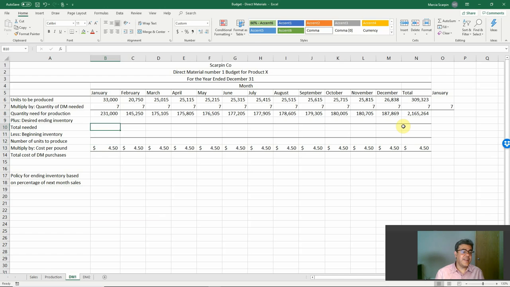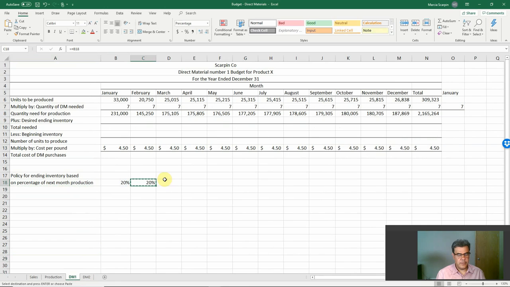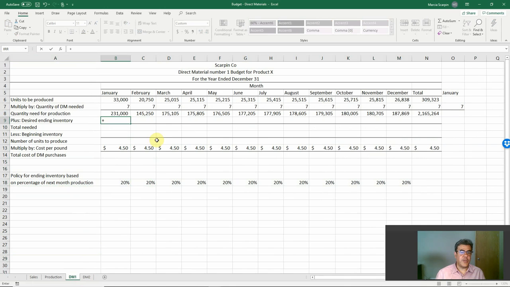Desired ending inventory. Usually, the company policy is based on a percentage of next month's sales. Here, let's consider that it is not next month's sales, sorry, next month's production, because we are talking about production. And let's fix it for the following one too. Let's consider here 20%. And let's link it to December. Here, desired ending inventory is next month's production times 20%.